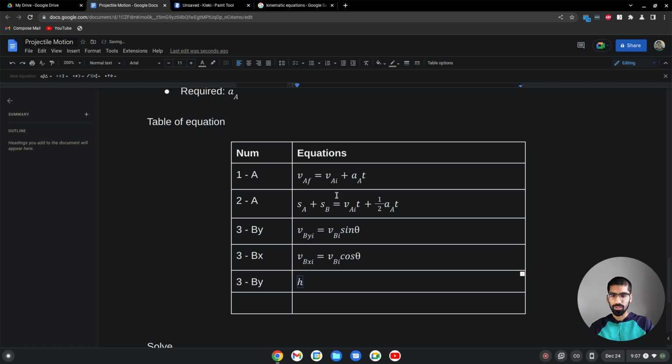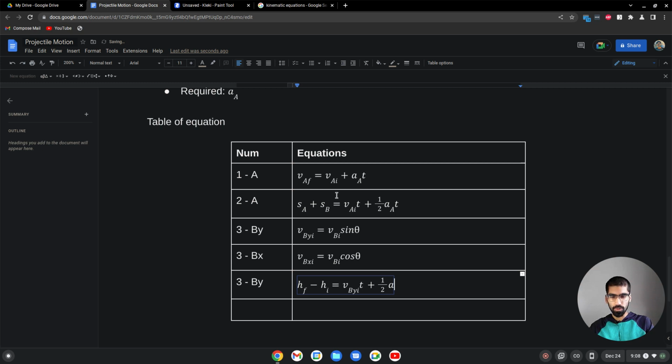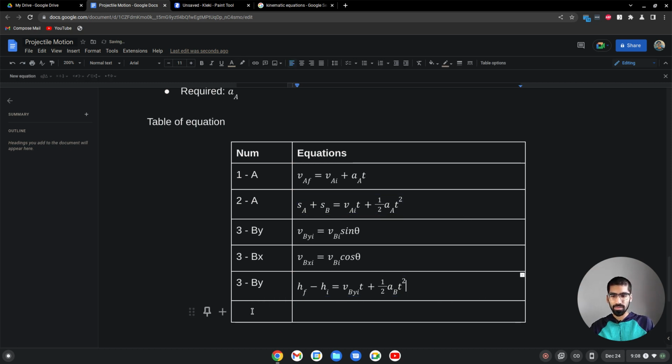Again, I hope I'm getting this right, but hf minus hi is equal to VByi t plus frac, that's just the shortcut for fraction. We know what the acceleration of the ball is. As I said, it's just gravity, but for now I'll write AB for the acceleration of the ball. We need a t squared here, so let me just fix that. And then the other equation we could write, well, I am really not numbering these equations well today.